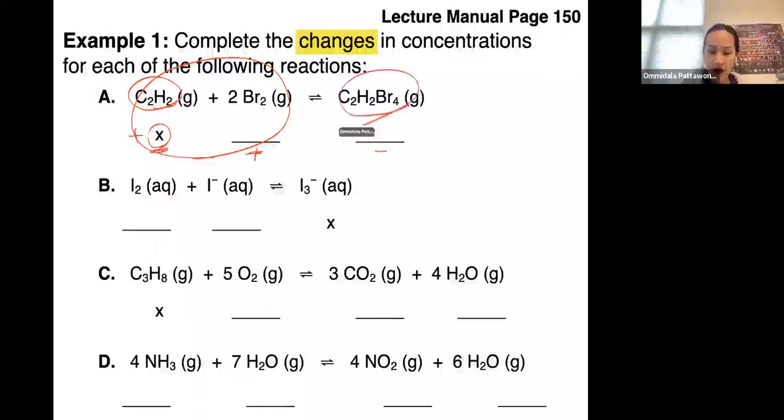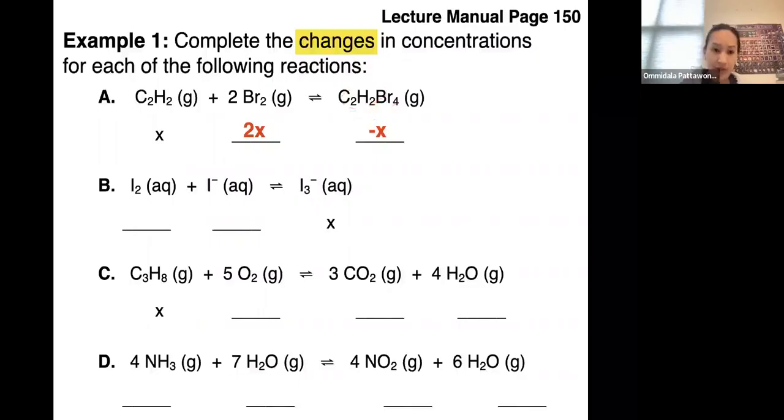Well, it's going to come from the product, right? It's going to be produced from the product in this case, but from the reverse direction. So that means in this case, the change for equation A is going to be plus 2x for bromine and then negative x for the product. Now let's take a look at B.